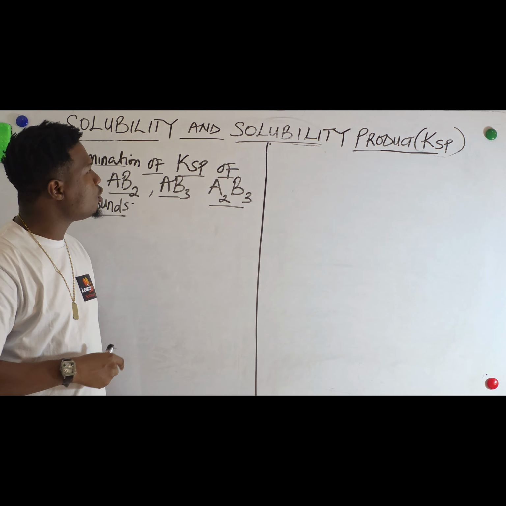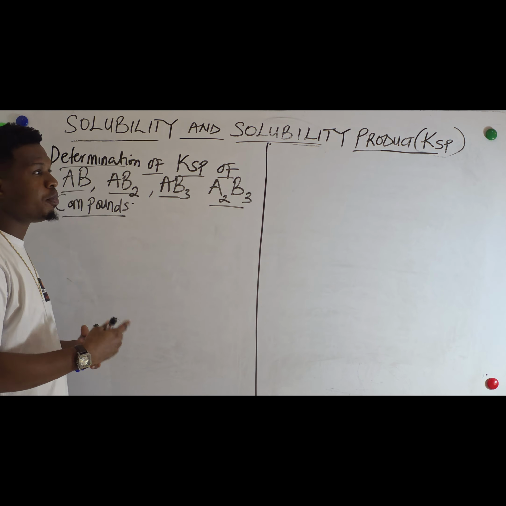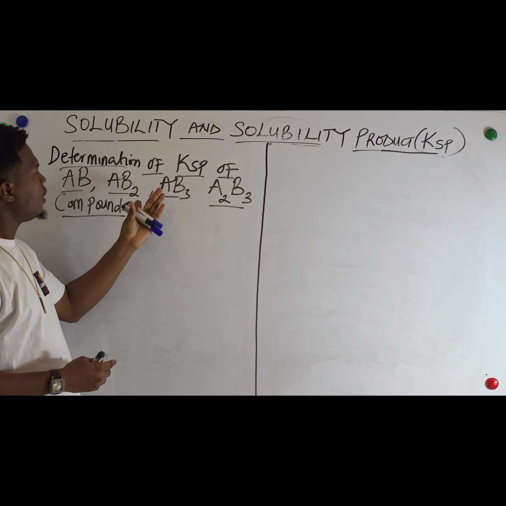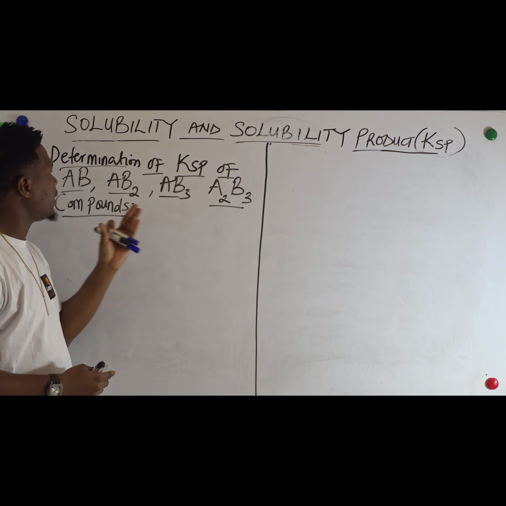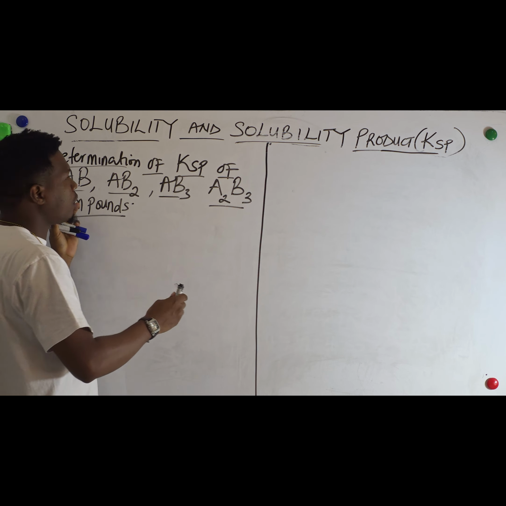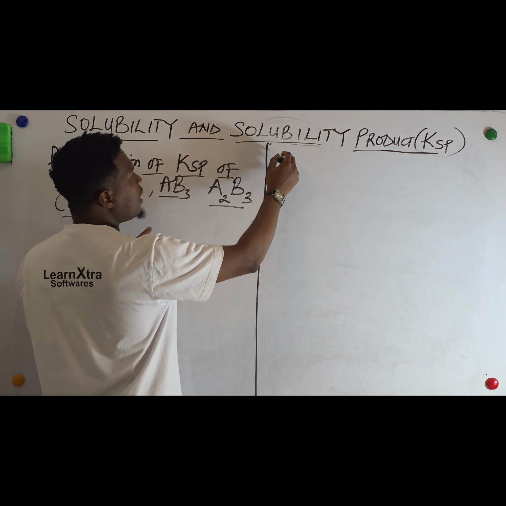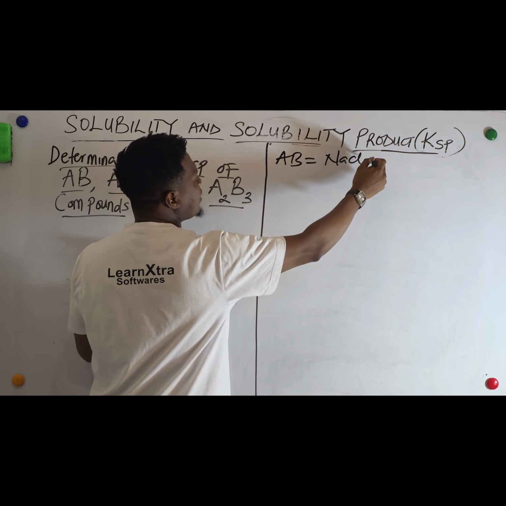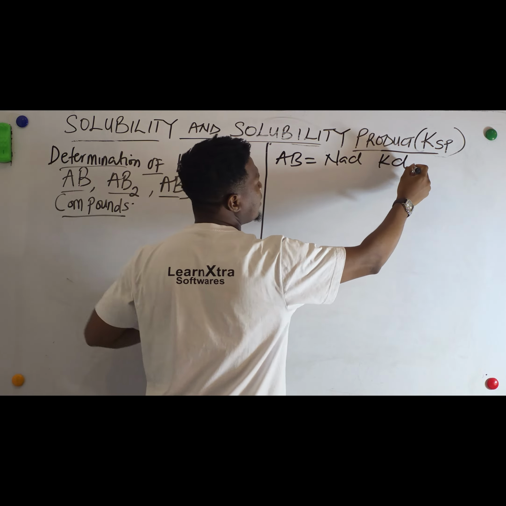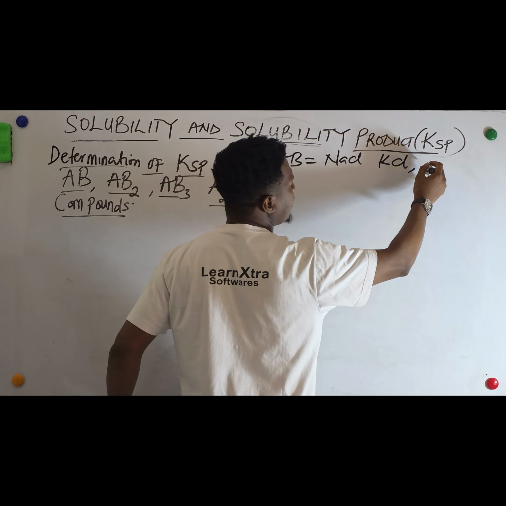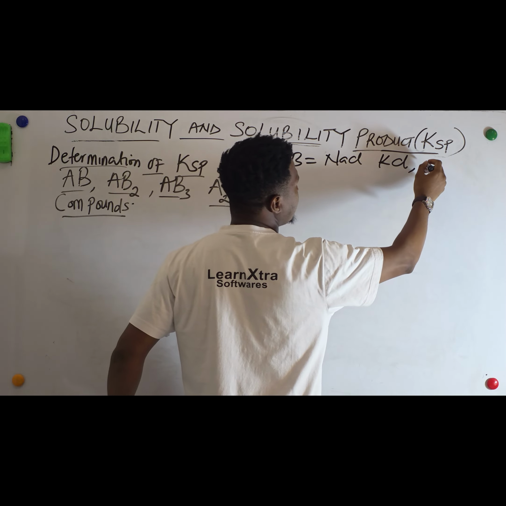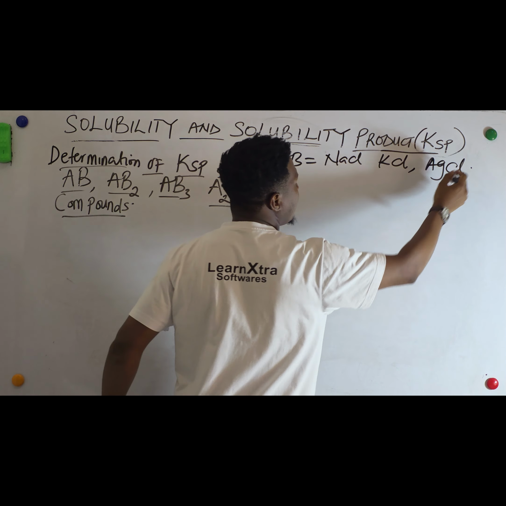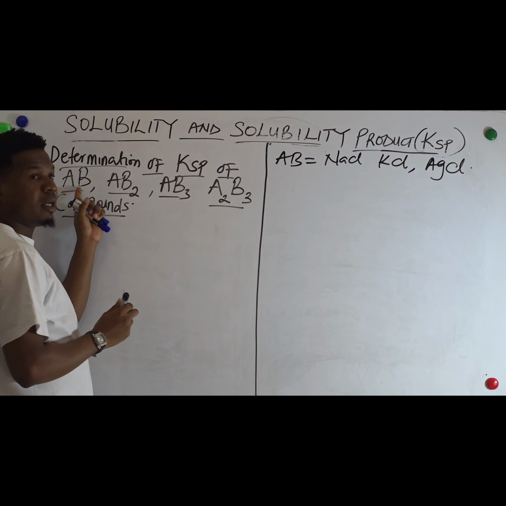How do we find the solubility products of different compounds that have this kind of molecular formula: AB, AB2, AB3, A2B3? When we say AB molecules, we are talking about sodium chloride, potassium chloride, and let's say silver chloride. These are all AB molecules.